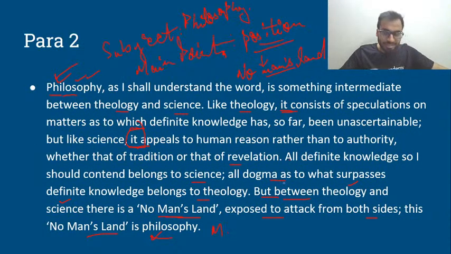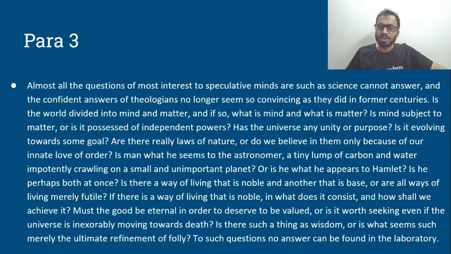If you think it is a comparison, they're drawing that all definite knowledge, so I should contend, belongs to science. All dogma belongs to theology. So they are establishing the position of philosophy as a place which exists between science and theology, which is the no man's land. So the entire passage, they're talking about philosophy, and then they end the main point by saying that we've established what is science, we've established what is theology. There is that space in between, which is the no man's land, which we'll refer to as philosophy, right? Let's move on to the third paragraph now.